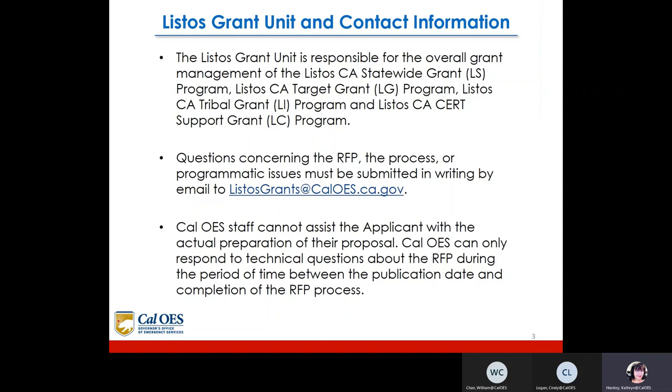Questions concerning the RFP, the process, or the programmatic issues must be submitted in writing by email to listosgrants@caloes.ca.gov. CalOES staff cannot assist the applicant with actual preparation of their proposal. CalOES can only respond to the technical questions about the RFP during the period of time between the publication date and the completion of the RFP process.